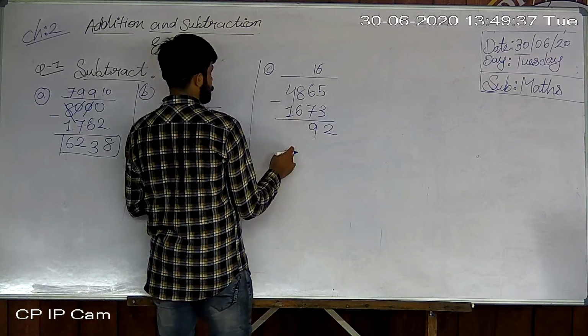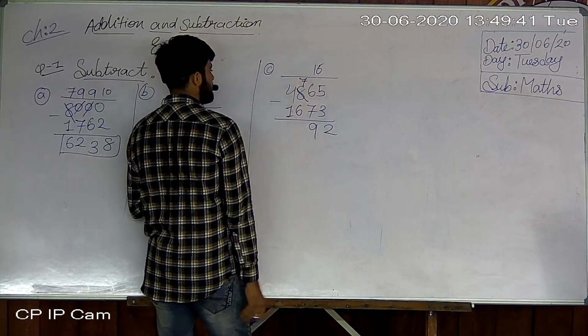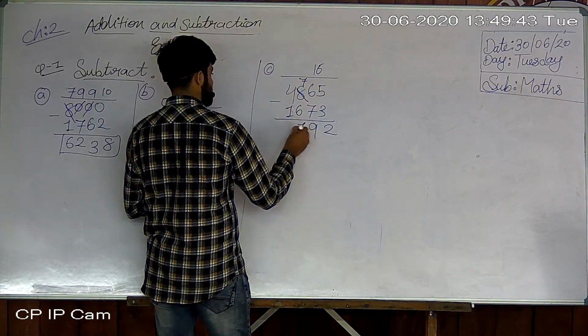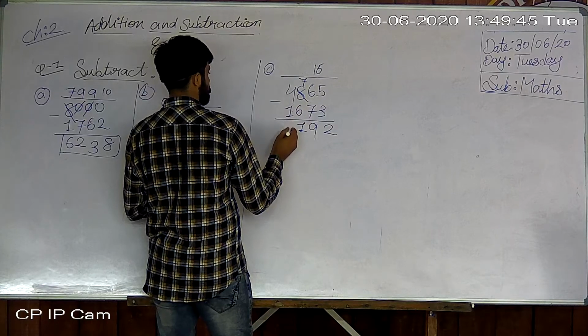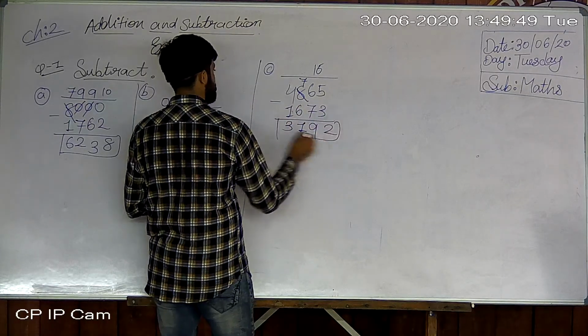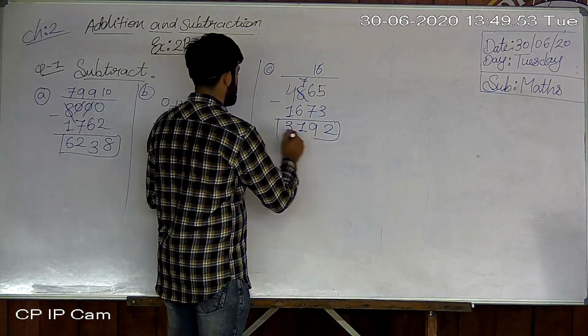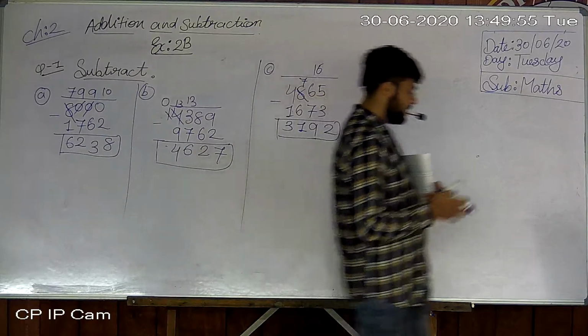Then further cut the 1 digit. We have put the 7. 7 minus 6, 1. 4 minus 1. How many comes? 3. So the answer is what here? 3,192. Okay.